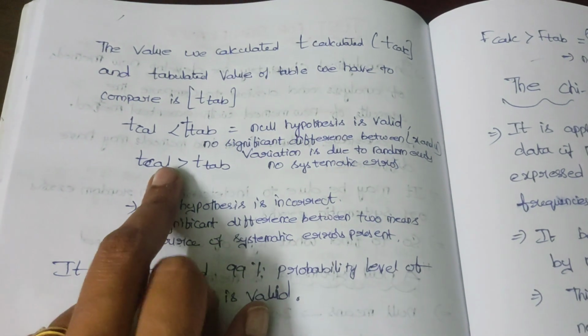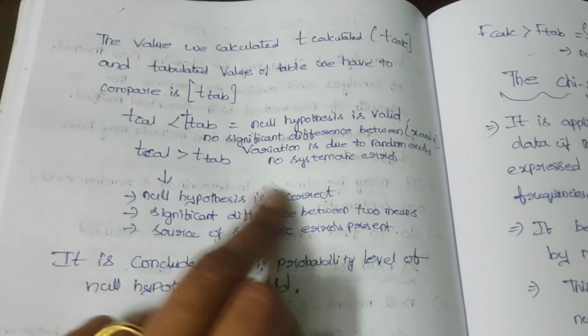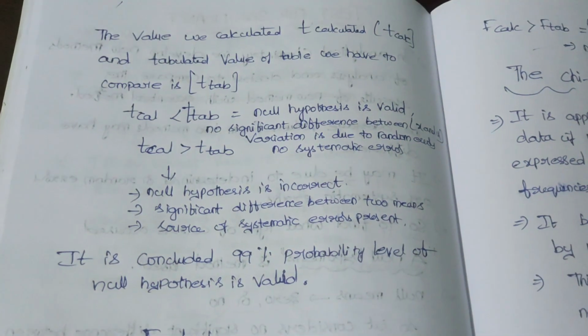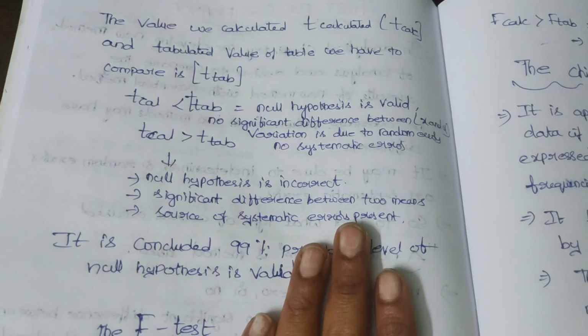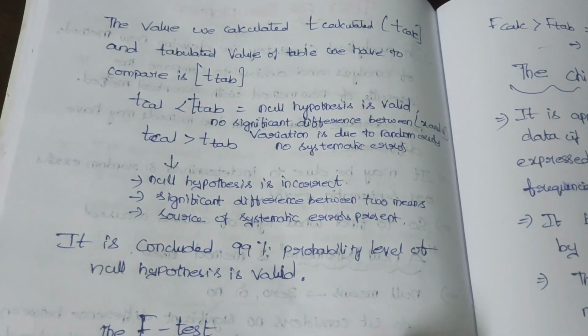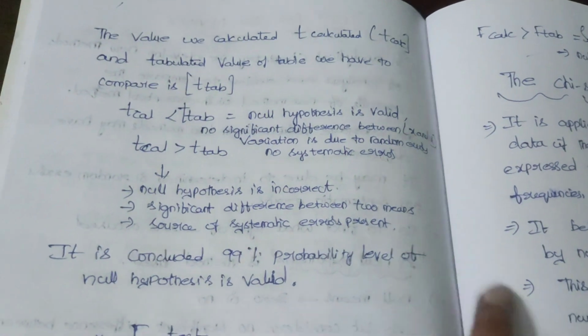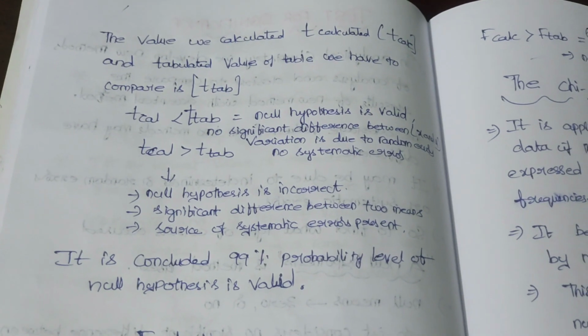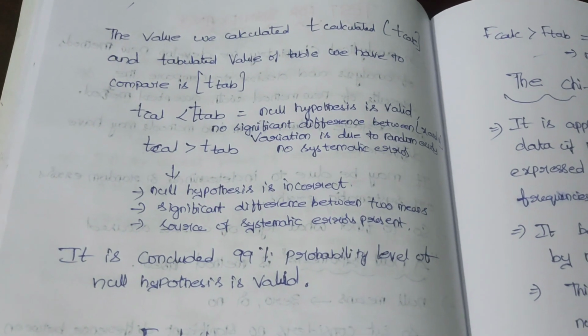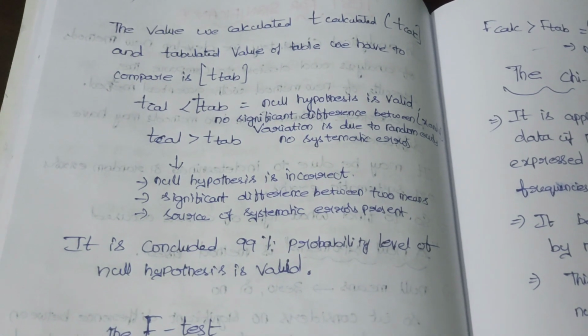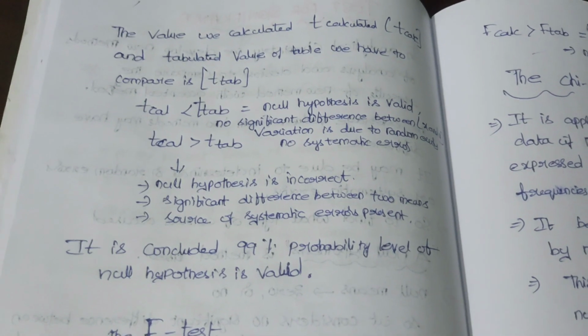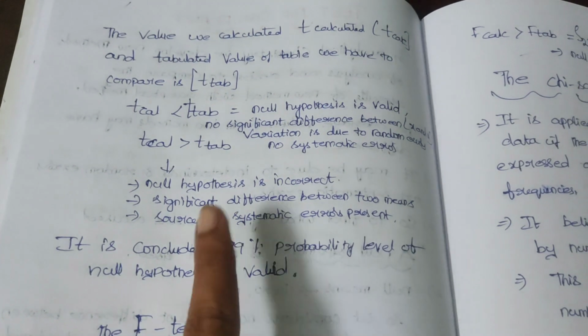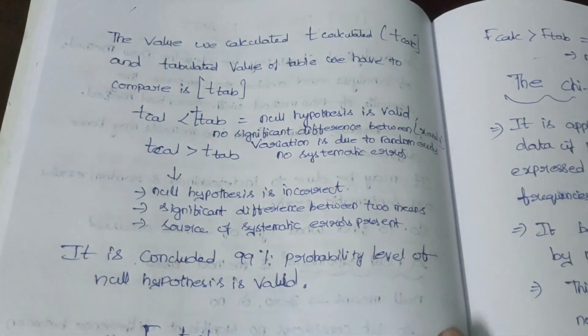If the t calculated is more than the t tabular, then we can say this null hypothesis is incorrect. There is significant difference between x and mu, and the error is caused because of the systematic error. So when we are doing this, some errors occur because of the systematic determinate errors. So we can conclude like this.